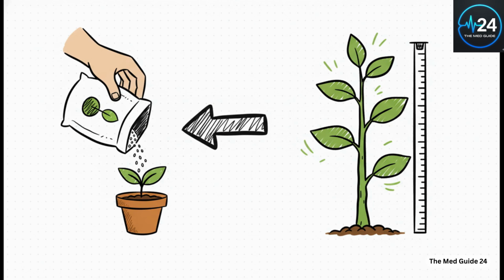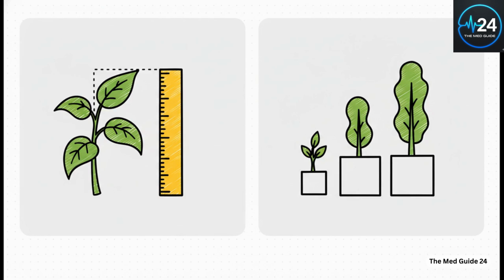Then you have the dependent variable. This is the effect. It's what you measure to see if your change did anything. Its outcome depends on the independent variable. And in this case, that's the final height of our plants. Simple enough, right? Okay, so we're measuring height, but how are we measuring it?